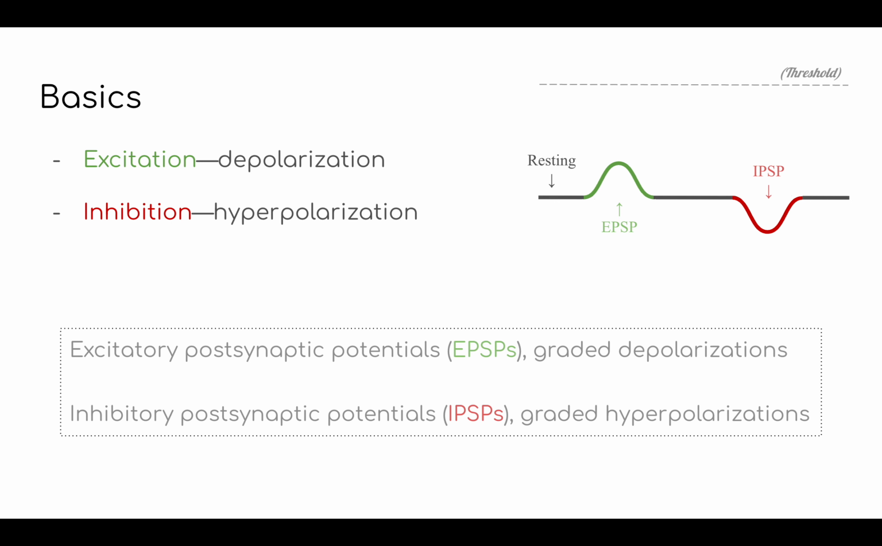And these two things are important because these EPSPs and IPSPs impact how easily and therefore how often a neuron can produce an action potential, because they impact how far the membrane potential has to climb before reaching that threshold.